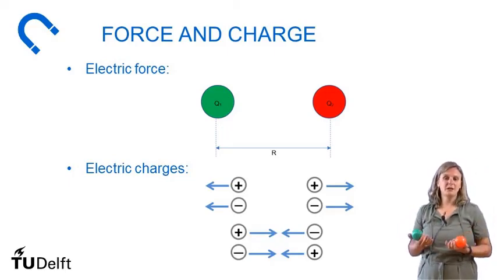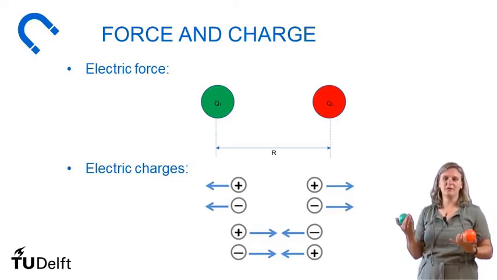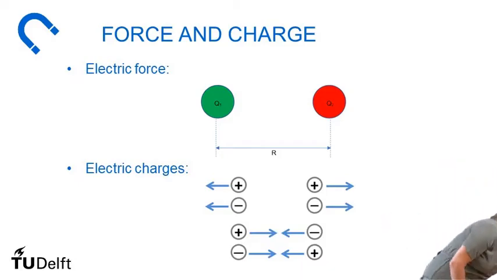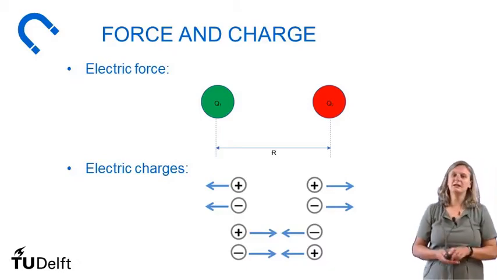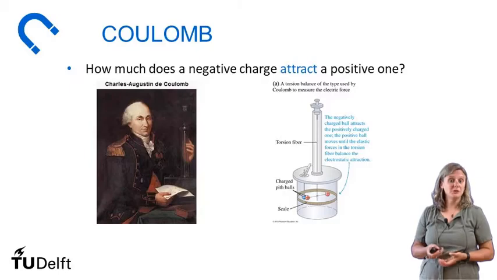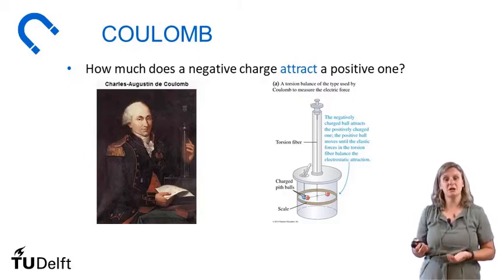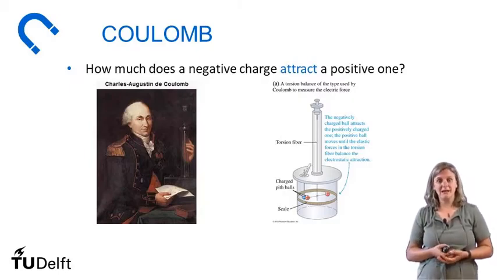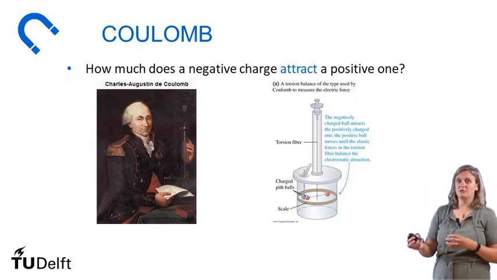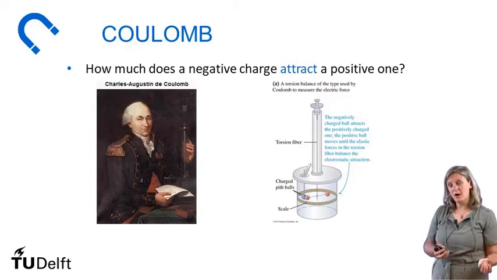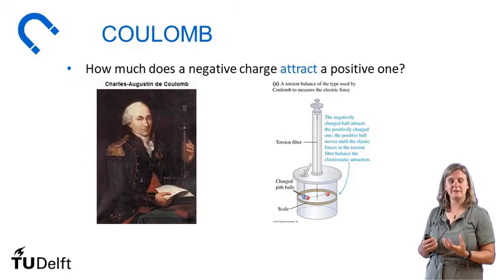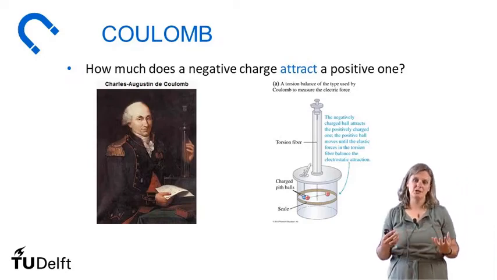So far, very little new. I guess you just finished your high school education, you know this. But as scientists, and as we are in university, our aim is to take this to the next level, as Mr. Coulomb did at the end of the 18th century. So Coulomb asked, rather than does a negative charge attract a positive one, how much does a negative charge attract a positive one? Can we calculate this? Can we measure it?